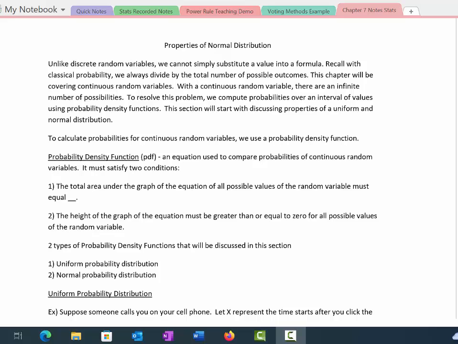So we'll start by discussing uniform and normal distribution. First off, a probability density function is an equation used to compare probabilities of continuous random variables. It must satisfy two conditions. The total area under the graph of the equation of all possible values of the random variable must equal 1, just like all the probabilities of a particular event add up to be 1. The height of the graph of the equation must be greater than or equal to 0 for all possible outcomes of the random variable. Again, we'll talk about two in this section, uniform and normal.